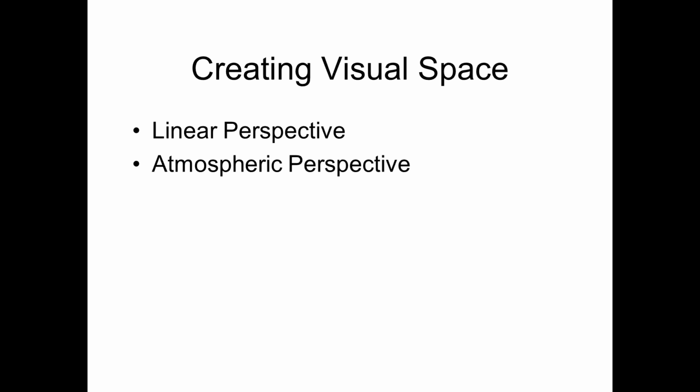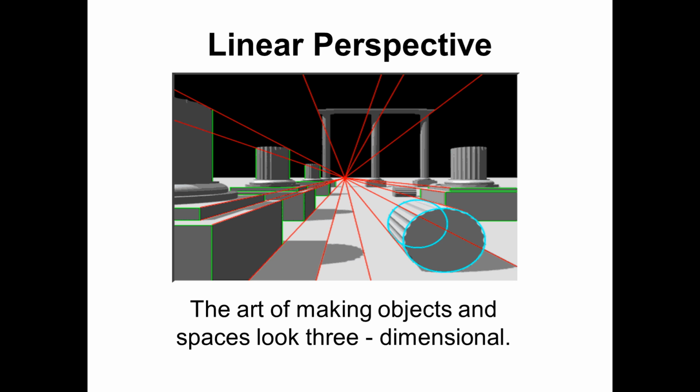So what we want to do to create a visual space is we can do two ways. We can either do a linear perspective or an atmospheric perspective, and I'll go more into details of those right now. So a linear perspective is when you see some sort of geometrical type drawing within a work of art. So we have something called a vanishing point, and we have these lines that are converging back, and it makes it look like we're looking into a three-dimensional space, and you're really just tricking somebody's eye. So the art of making objects and spaces to look three-dimensional.